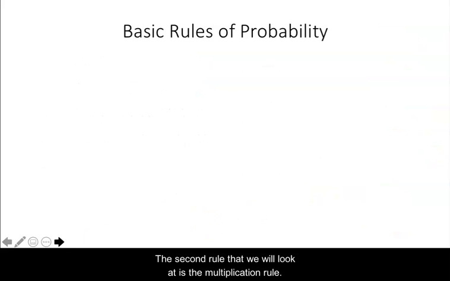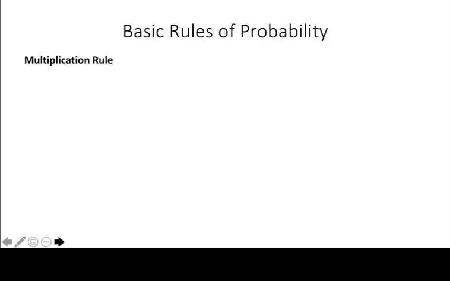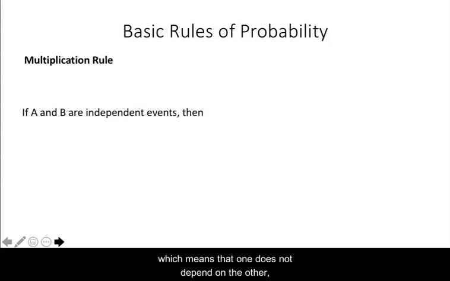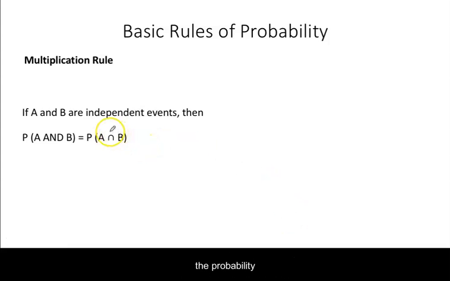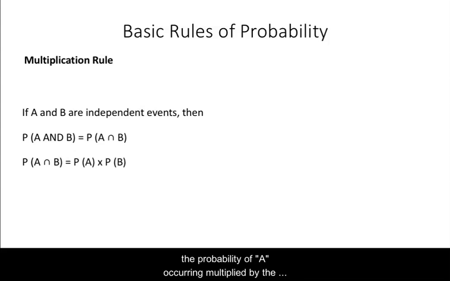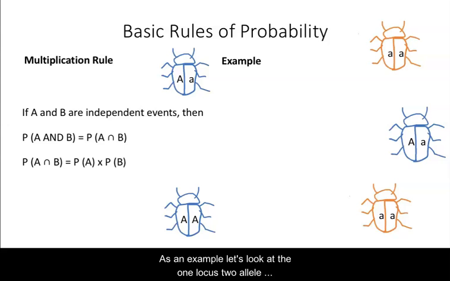The second rule that we will look at is the multiplication rule. So if A and B are independent events, which means that one does not depend on the other, the multiplication rule states that the probability of getting event A and event B, which can also be written as the probability of A intersection B, this symbol here is a mathematical symbol just meaning and, that is equal to the probability of A occurring multiplied by the probability of B occurring.